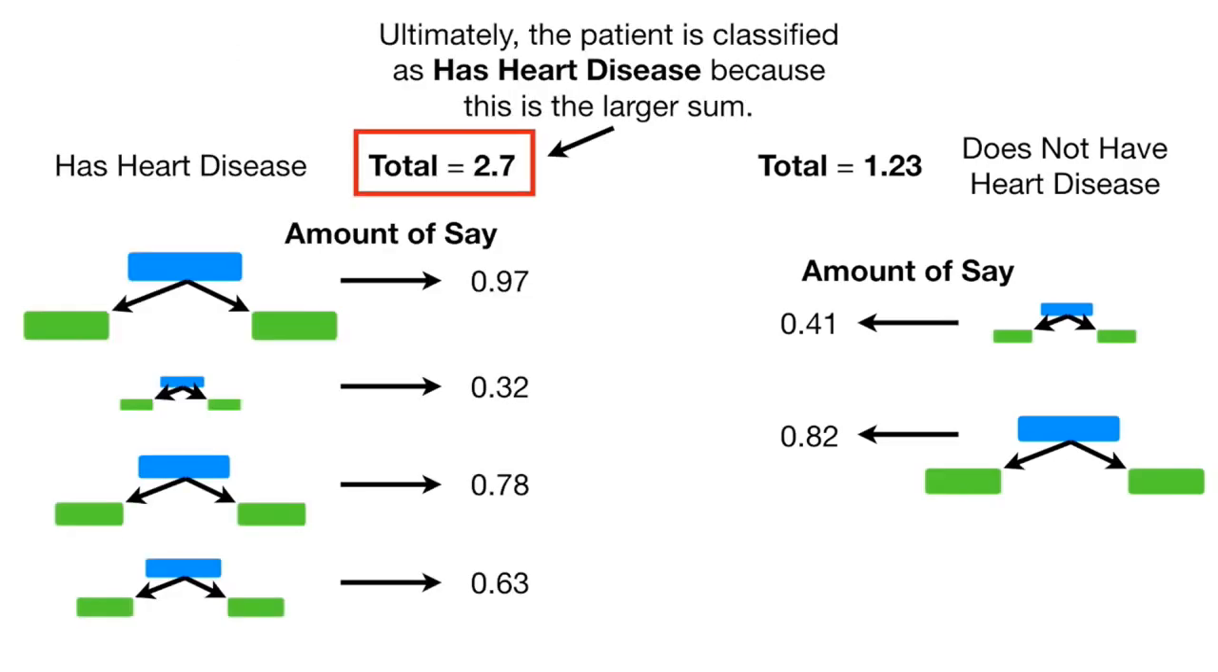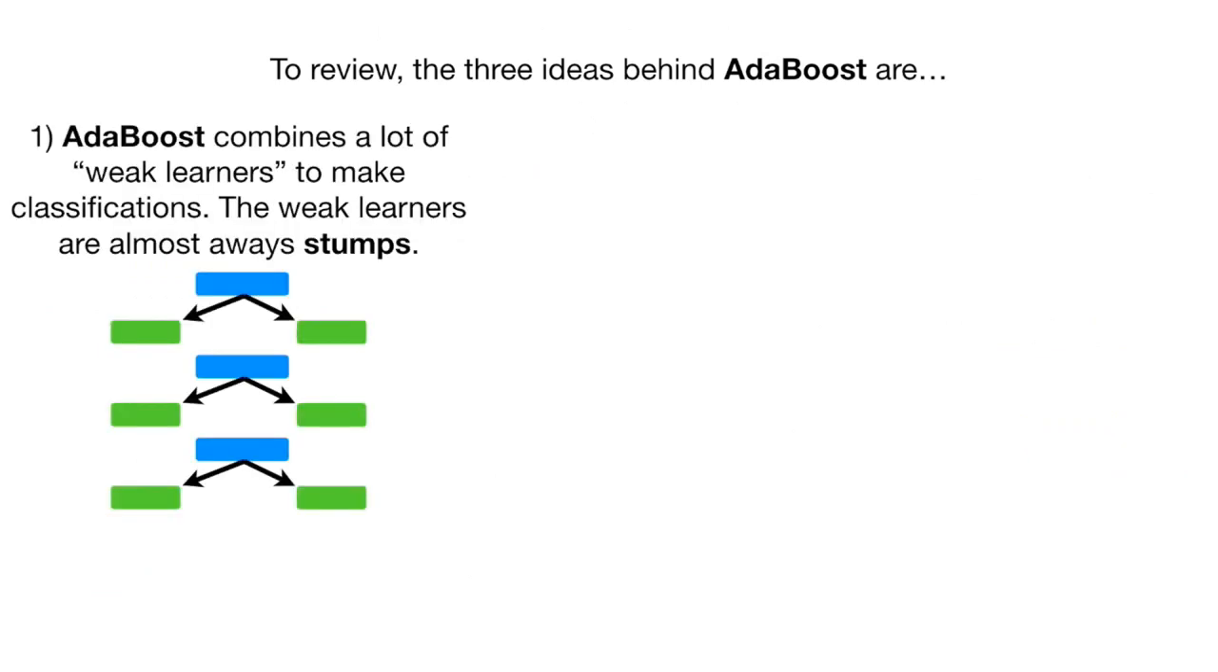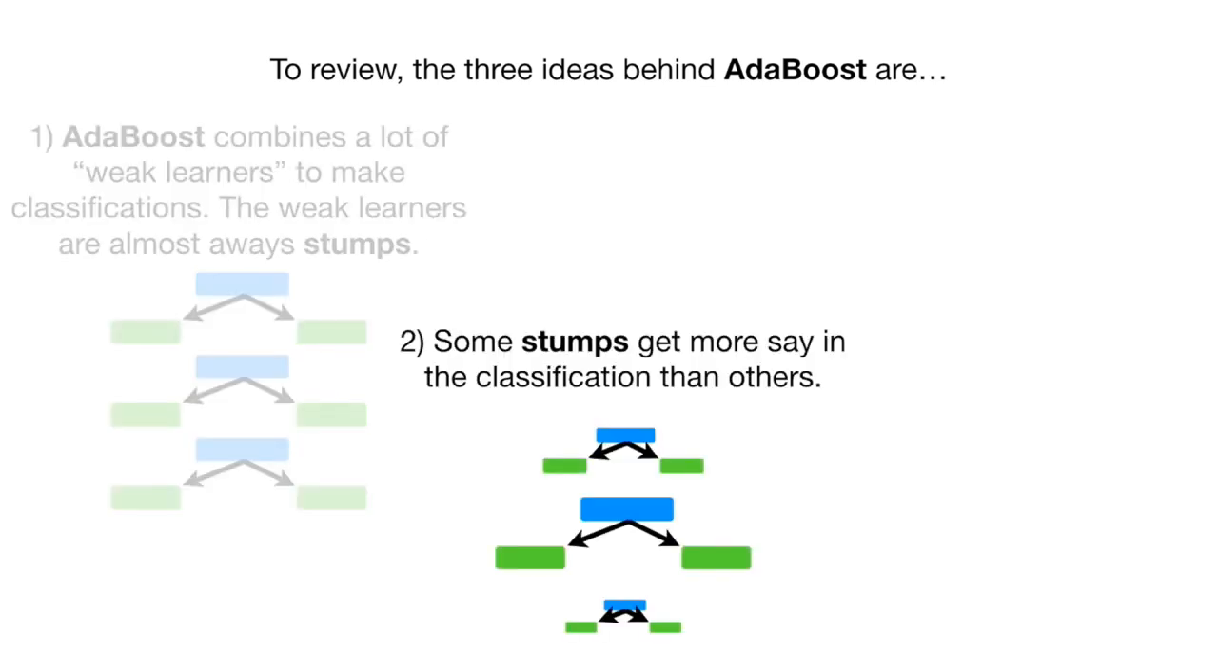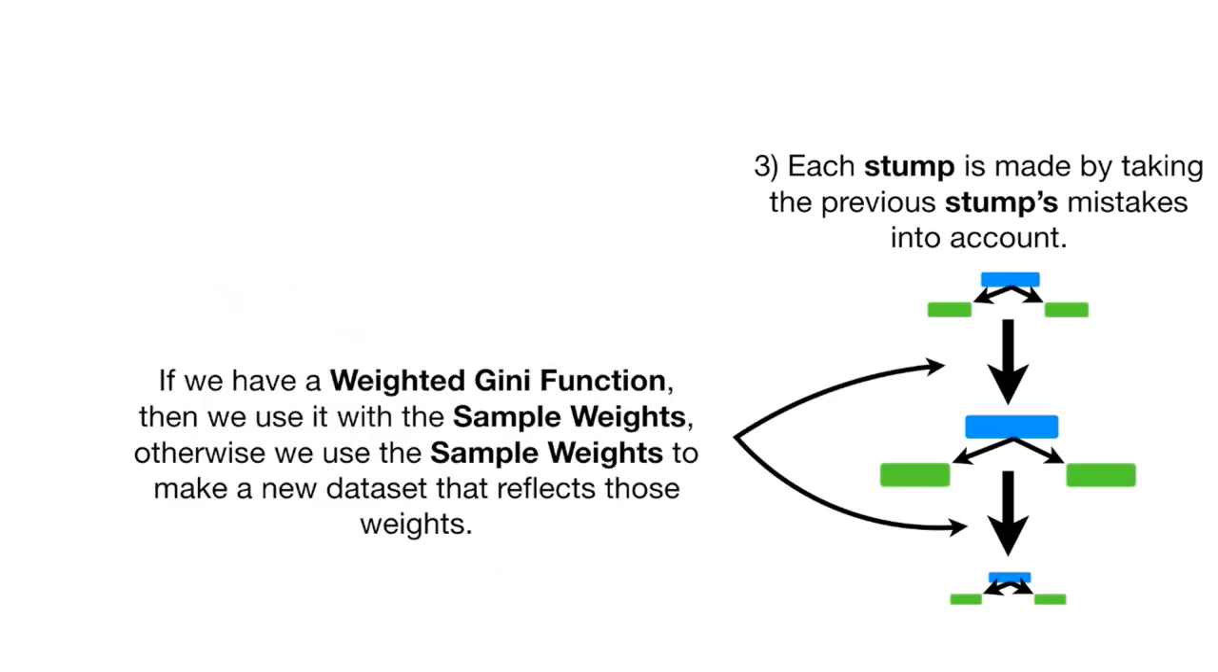To review, the 3 ideas behind AdaBoost are: 1. AdaBoost combines a lot of weak learners to make classifications. The weak learners are almost always stumps. 2. Some stumps get more say in the classification than others. 3. Each stump is made by taking the previous stump's mistakes into account. If we have a weighted Gini function, then we use it with the sample weights. Otherwise, we use the sample weights to make a new dataset that reflects those weights.